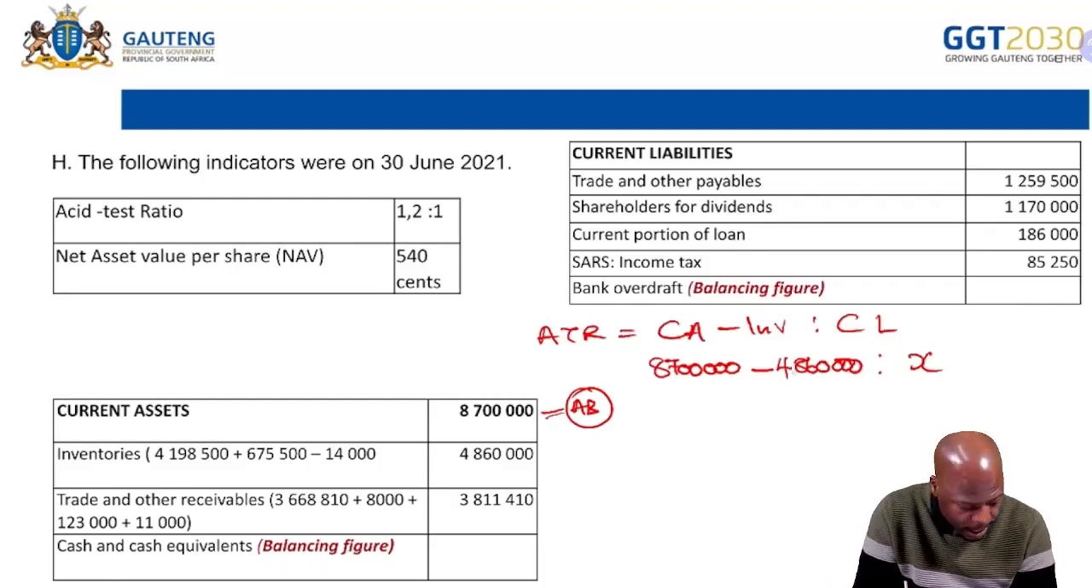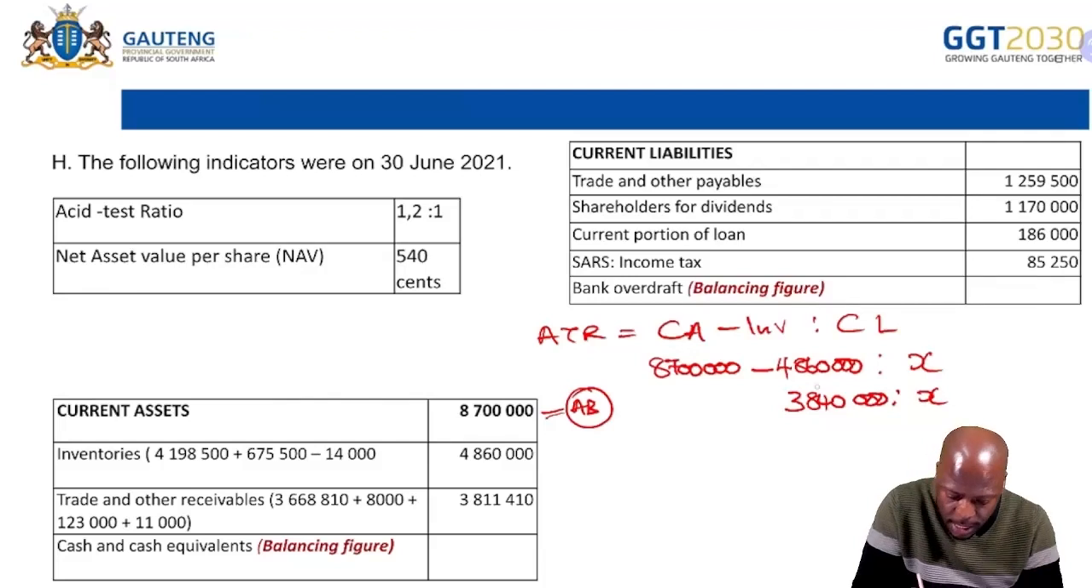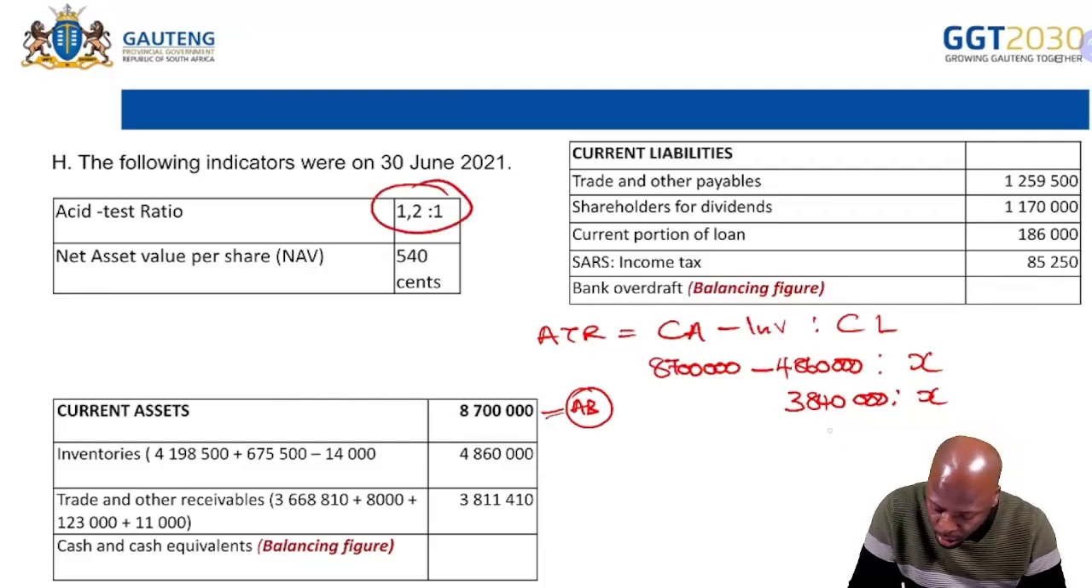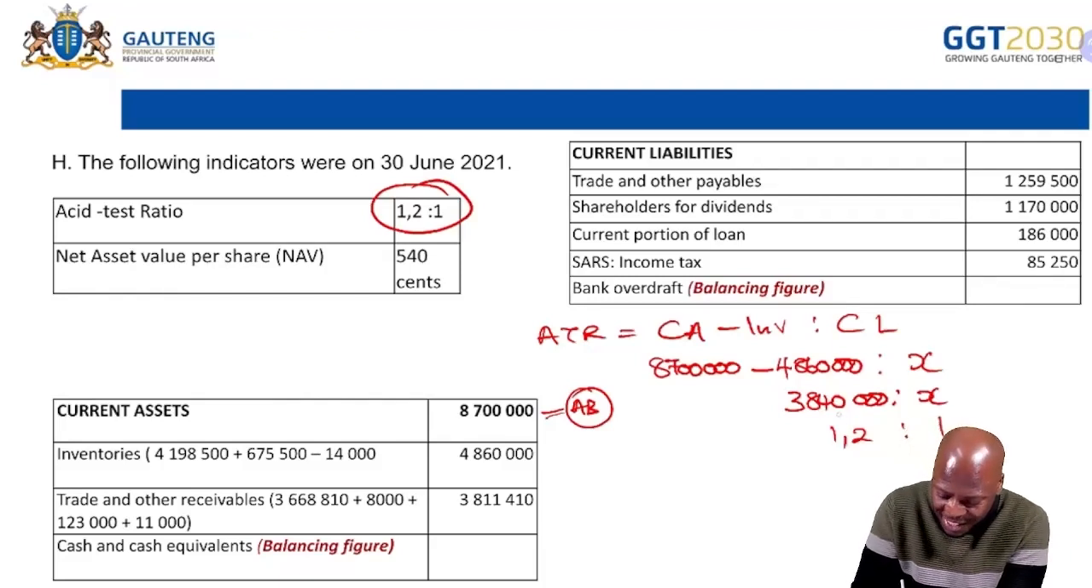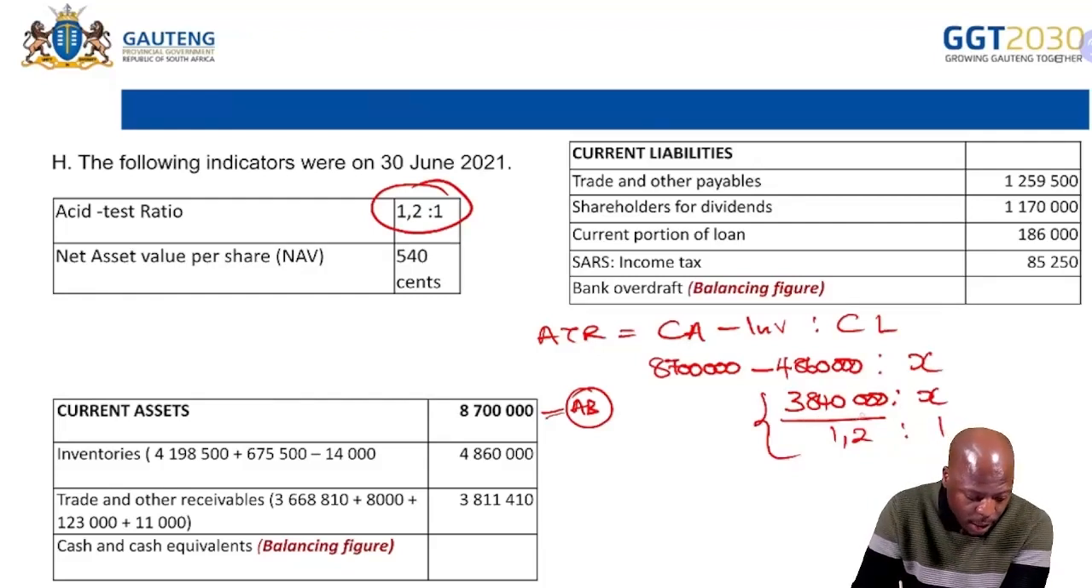If I say this minus that, I'm now going to get 3,840,000 as to X is equal to 1.2 as to 1. So you cross multiply. In other words, you're simply saying for you to get X, divide these two values. It's as simple as that. For you to get X, just say 3,840,000 divided by 1.2.